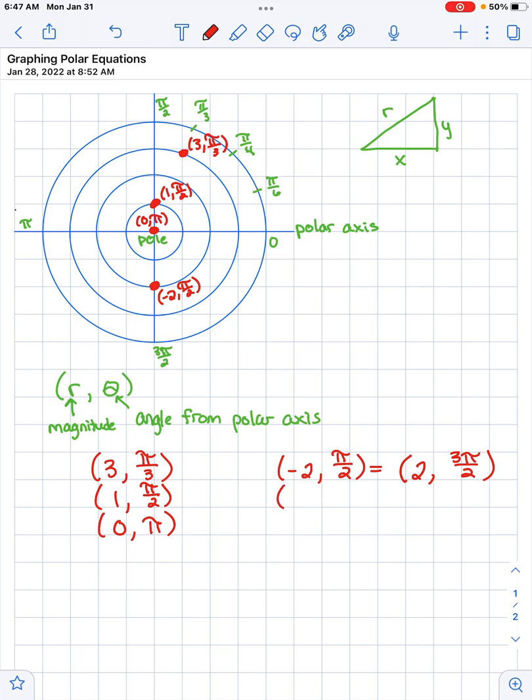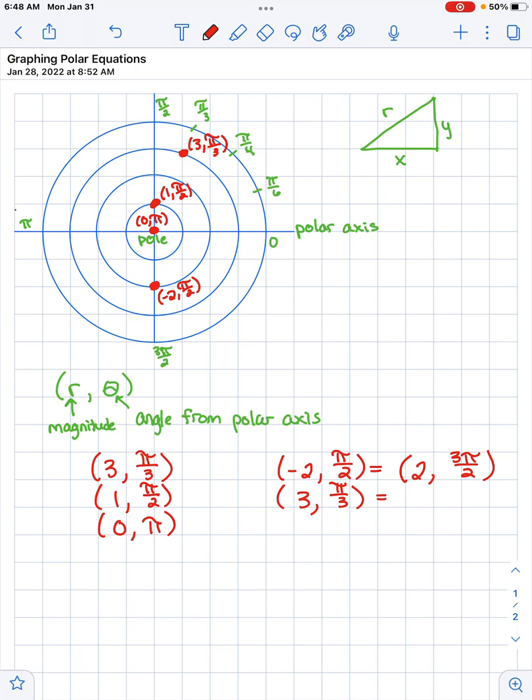Okay, can you give me an equivalent ordered pair for 3 comma pi over 3? This one might take you a little bit longer, but I'm willing to take that time. So pause this. See if you can find an equivalent ordered pair for 3 comma pi over 3.